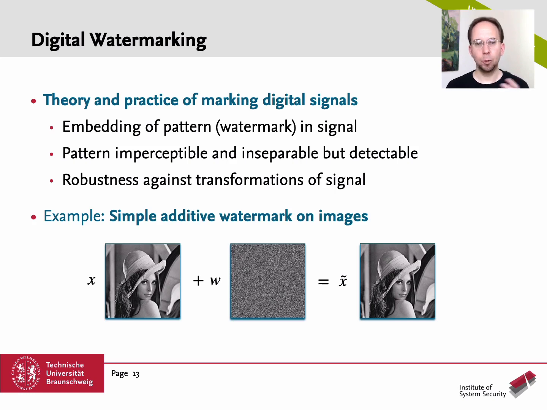And of course, what we want to achieve is that this whole system remains robust, even if we transform the data. So if we think of an image, we might compress the image. The watermark should still be present. And here I'm showing as an example a super simple watermark. I'm not an expert in digital watermarking. This is why I chose a very simple example.